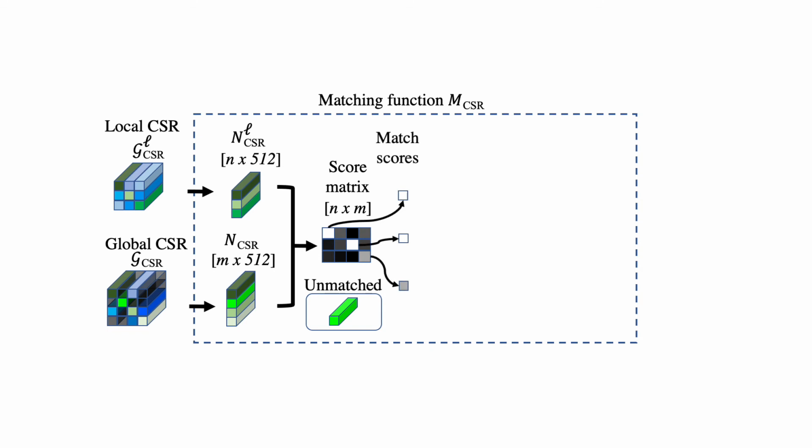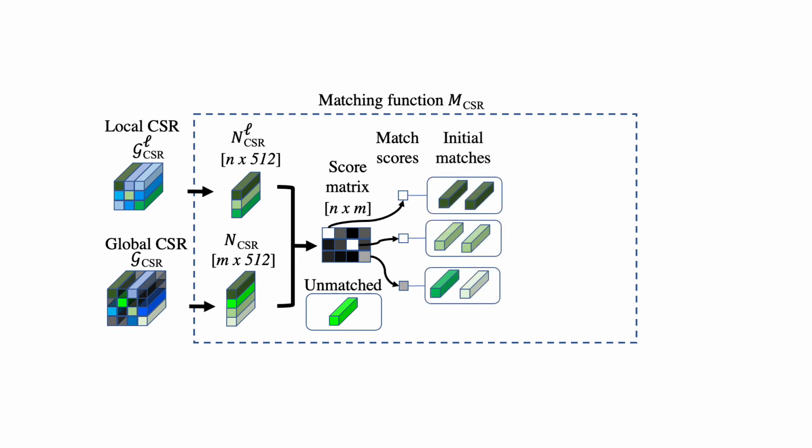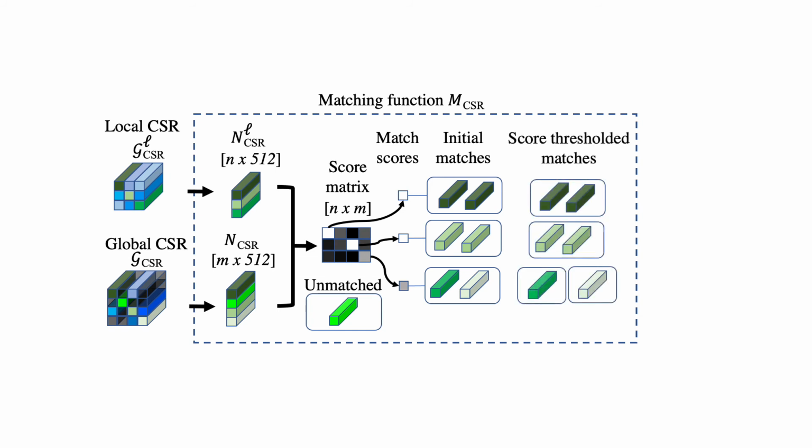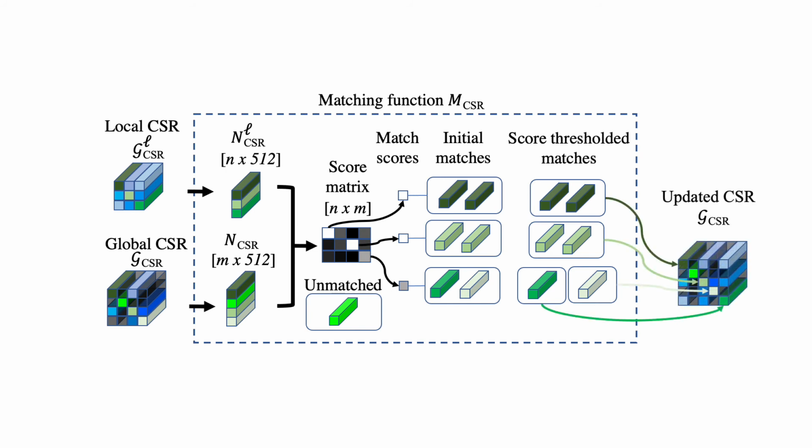Already, we can find features that do not match, such as this bright green feature. For features that do match, we get initial assignments between local and existing global representations. Using a score threshold, we can further filter for only confident matches. With the node correspondences, we can now update the global CSR, averaging in appropriate node and edge information.